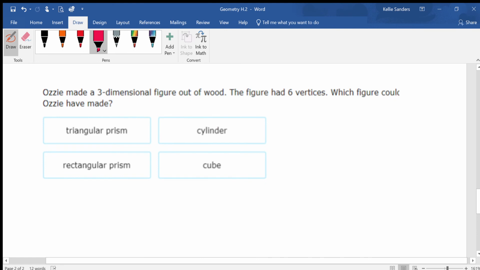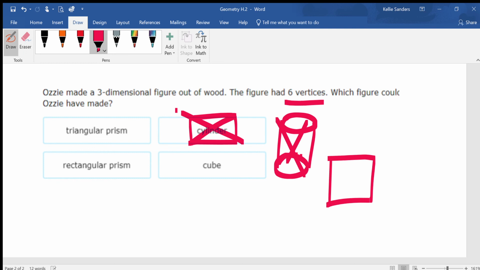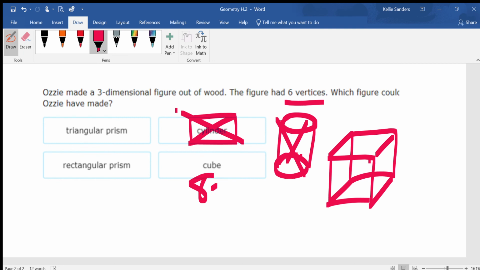Ozzy made a three-dimensional figure out of wood. The figure has 6 vertices. Okay, so a cylinder does not have any vertices. A cylinder has no sharp corners, so it can't be that. A cube, there's 4 vertices right there. There's 8. Okay, so a cube has 8 vertices, and we need 6.